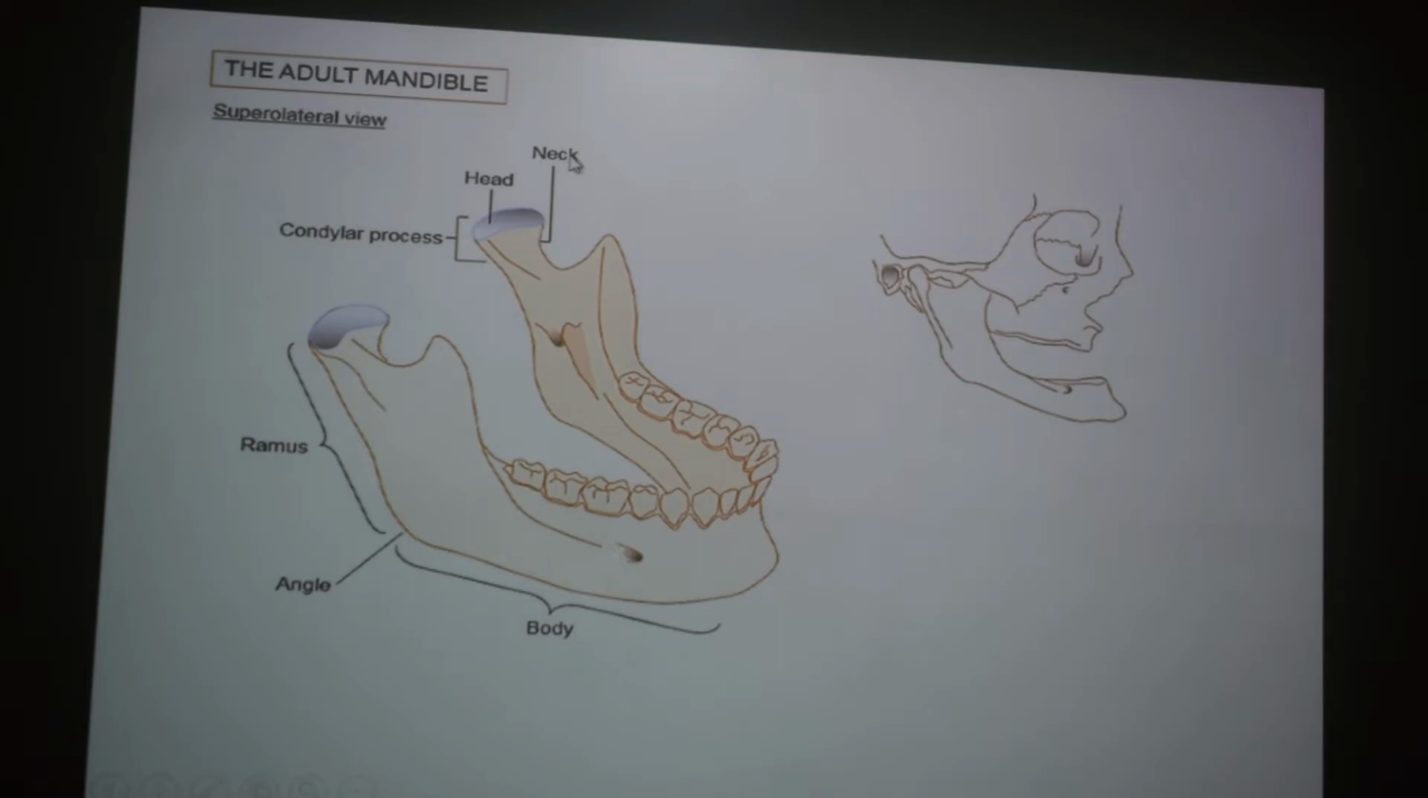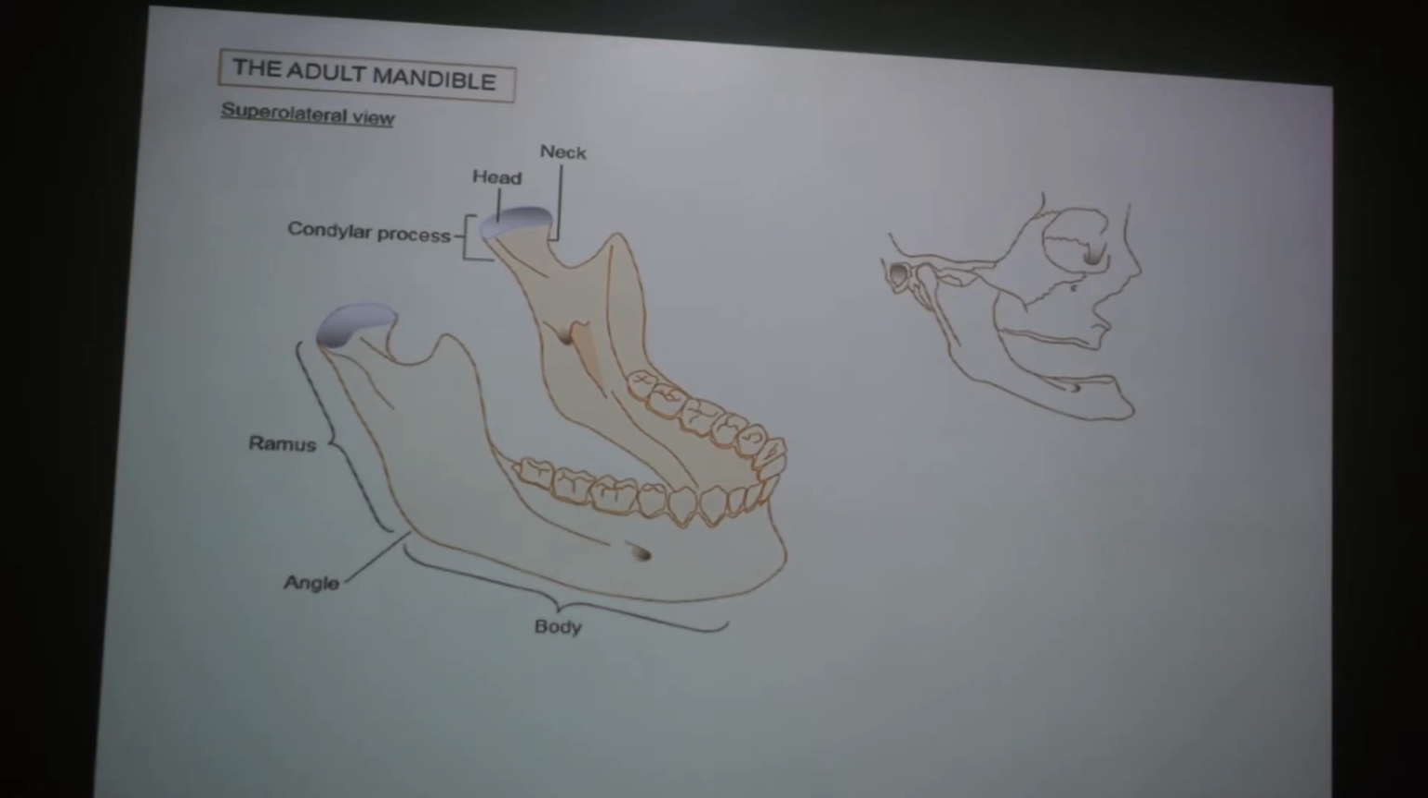And the neck of the mandible is related with two important structures. One is the auriculotemporal nerve, which is a branch of the mandibular division of trigeminal, and the neck of the mandible is also related to the maxillary artery, the first part of the maxillary artery.